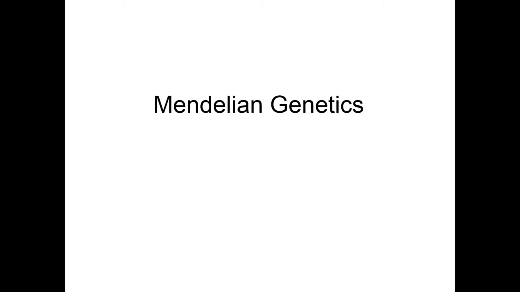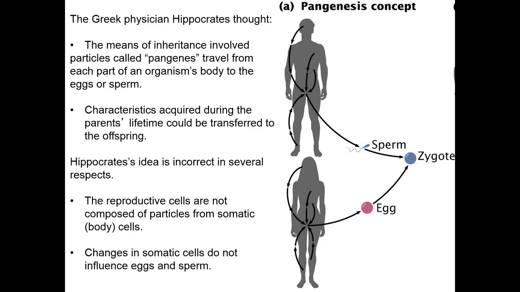Alright, so first we're going to talk about a little bit of history. One of the ideas about how individuals inherited their traits involved this pangenesis concept, where there was this idea that all the different cells of your body had particles, and these particles were called pangenes, and that all these particles traveled from all the different cells of your body, accumulating all the different traits of an individual, even traits that extend over that individual's lifetime. And these are transferred to your gametes, your sperm and egg. So we know this isn't true.